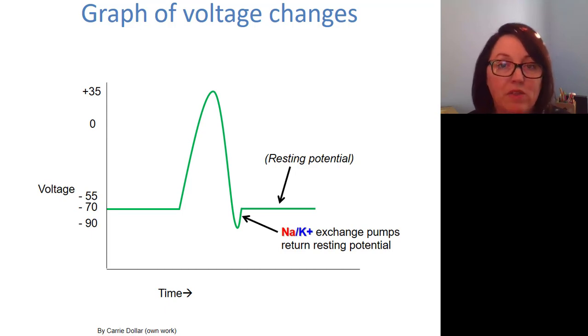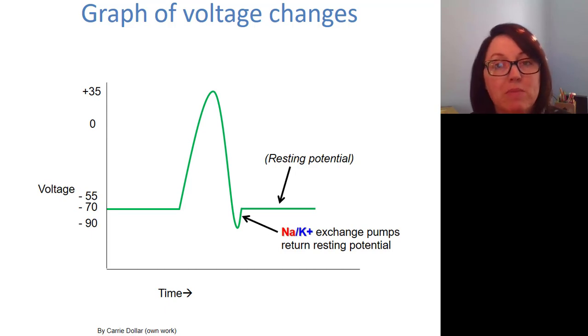Because don't forget, at the end of the action potential, we move sodium inside and we move potassium outside. But that's not where we want them to be, right? We need them to switch around. We need the sodium to go back outside, and we need the potassium to come back inside. But we have to use the sodium-potassium exchange pumps to put the sodium and potassium back into the correct position.